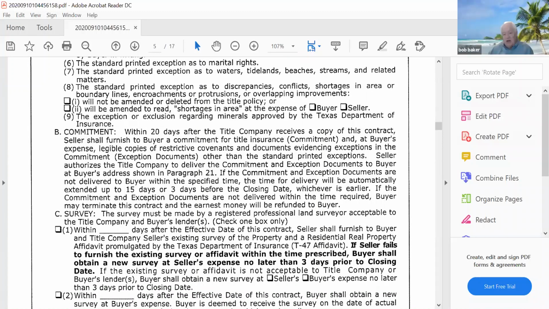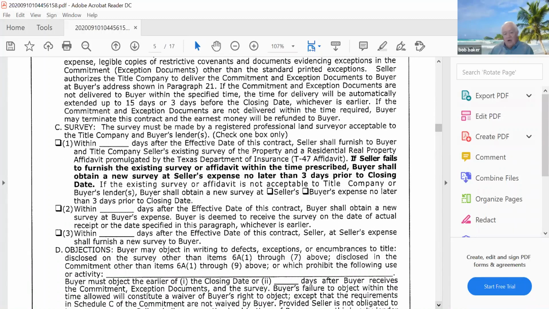And you'll see that we've got 3 choices in the survey, and the third choice, 6C3, is where the seller is going to provide the survey at the seller's expense, which is what relates to in number 3. So there's a blank for a number of days there.